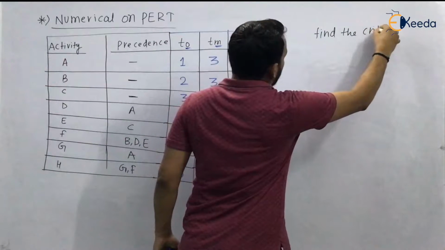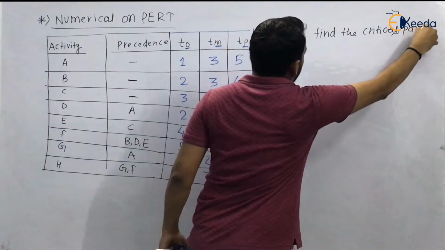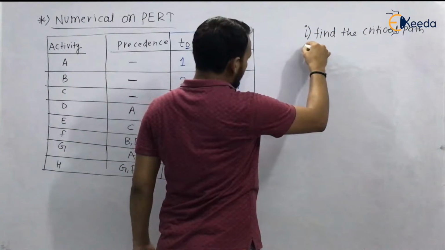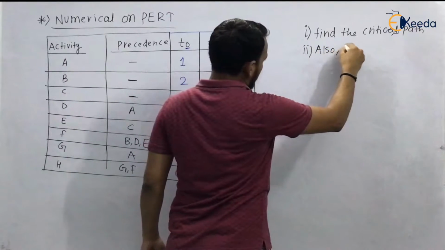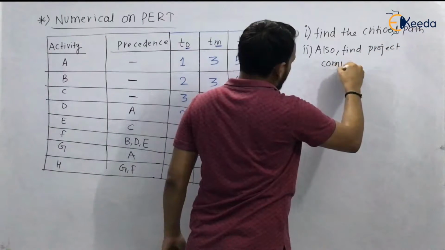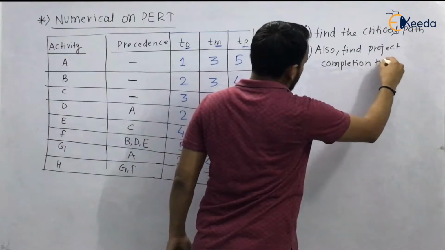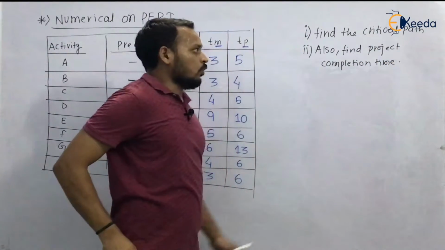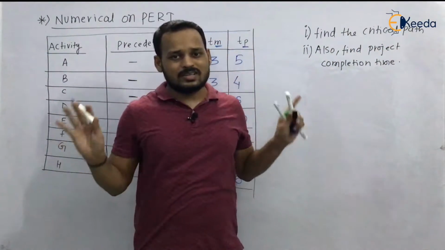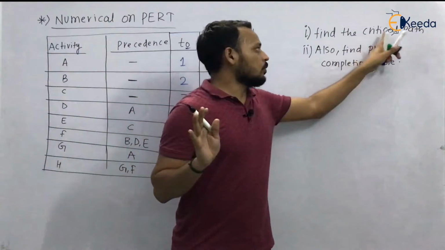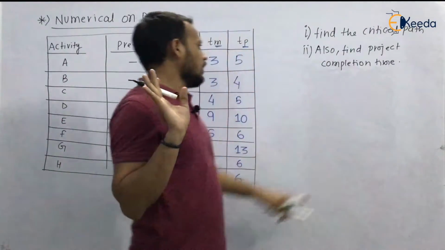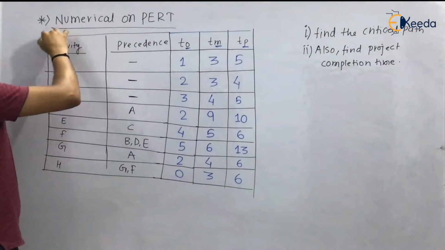The question says to find the critical path, and the second part says to also find the project completion time. You already know what the critical path is. It is the path which consumes the largest time, and that time will be the project completion time. So first we have to draw the network diagram.